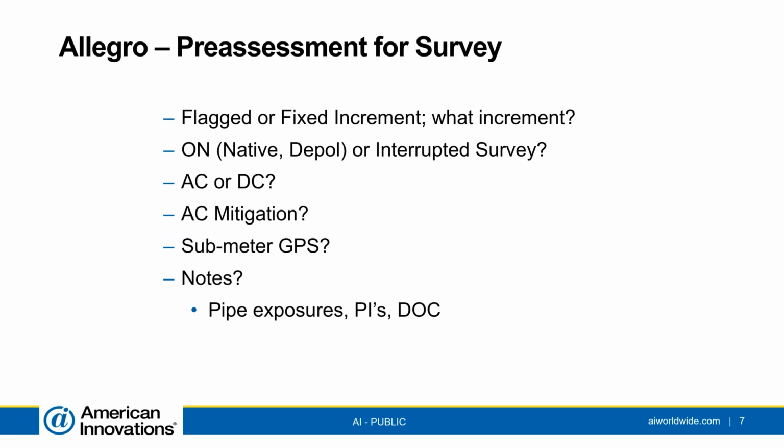So for the Allegro, what is our pre-assessment for the survey itself? Are we going to do flag mode or fixed increment? They are quite different. If we're doing fixed increment, what increment are we running? Is this going to be an on-survey? On-survey can be an on-survey, or it can be a native or a dipole type survey.